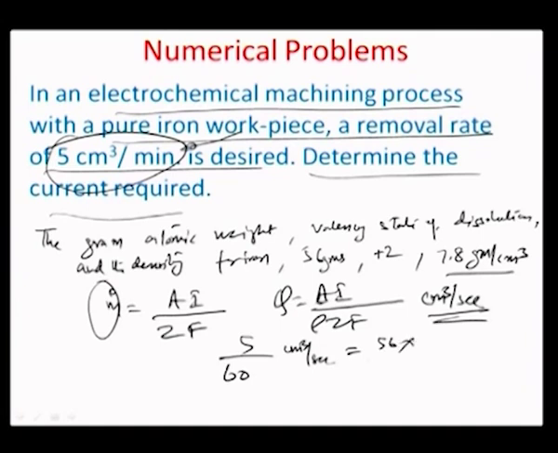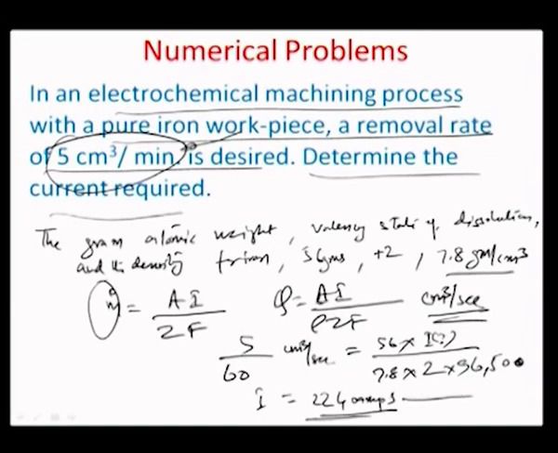should be equal to the atomic weight of iron, which is 56 grams, times the current desired, which we need to find out, divided by the density 7.8 grams per centimeter cube, times the valency state. So, it comes as a divalent dissolution, and of course, the Faraday value, which is 96,500 coulomb. In other words, calculating this for I, you get an I value of about 2240 amps.